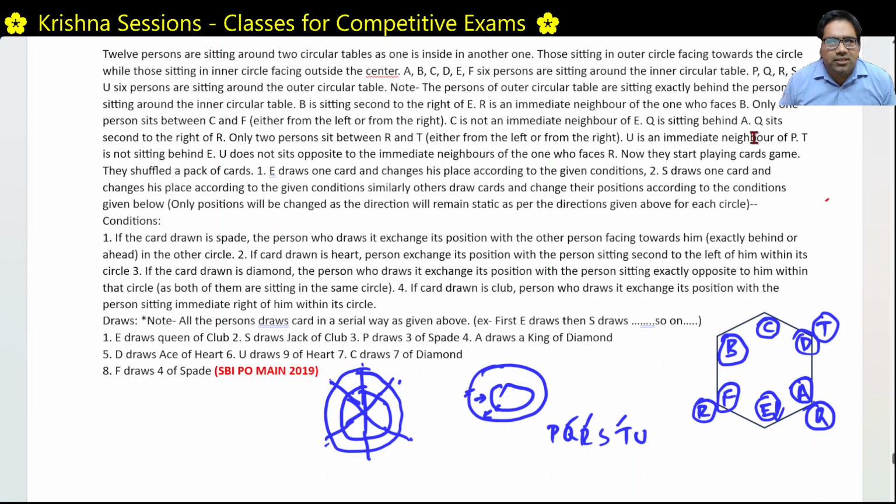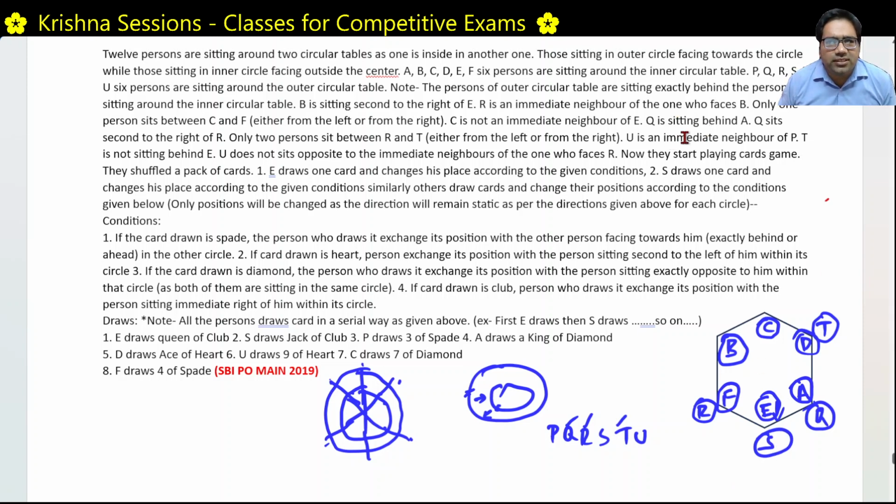U is an immediate neighbor of P. What does that mean? Here, P and U have to be together, so only one slot is there. P and U, we don't know which one is which. So what does that mean? S has to be here only, because those two slots will be taken by P and U. So we have to give this to S.